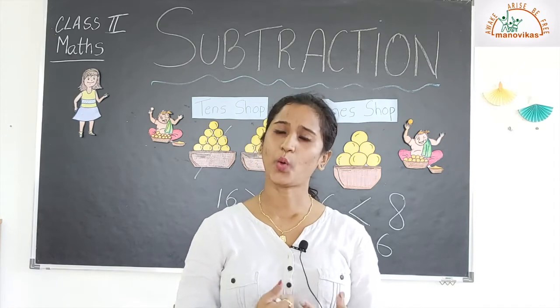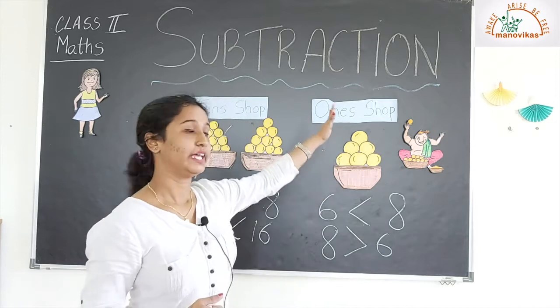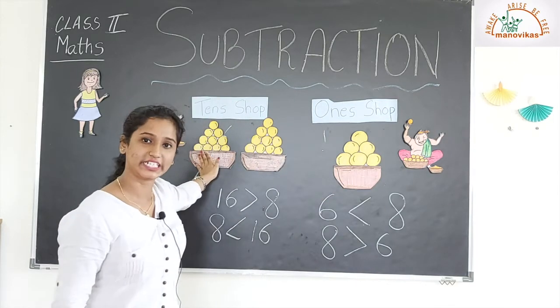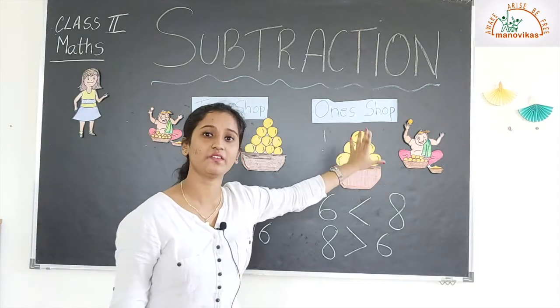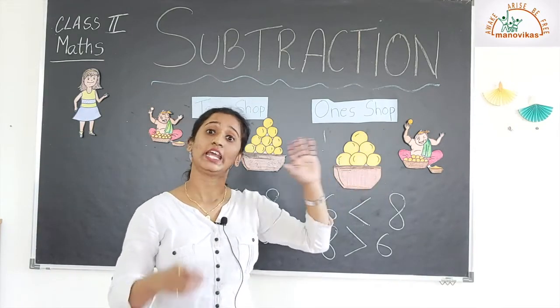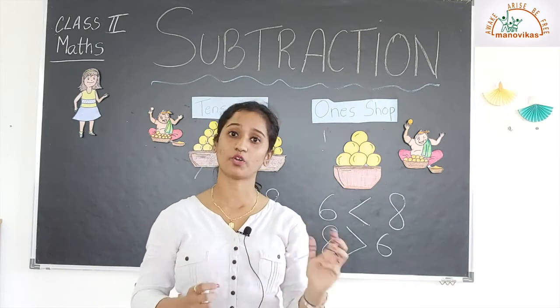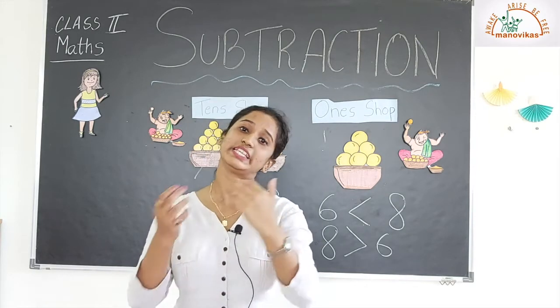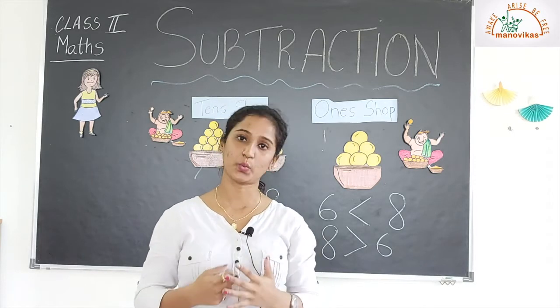But now what did we see? We saw that the One's Shop is borrowing from the Tens Shop, and the Tens Shop is giving away to the One's Shop. Correct? Now it is the same case with the numbers. We have to sometimes borrow from the other numbers in case we have fewer. So let us see how we can do it.